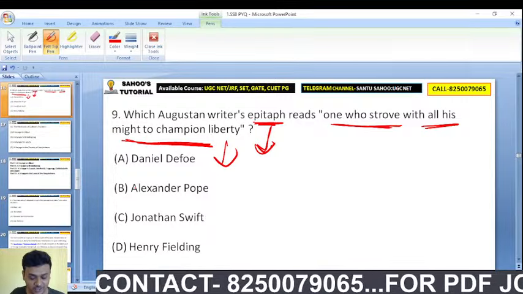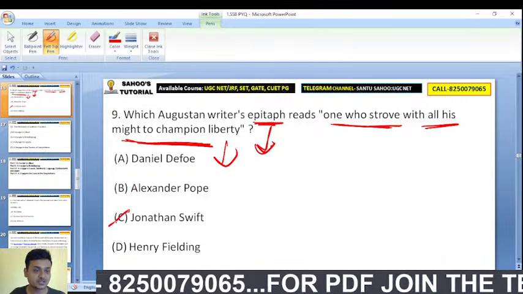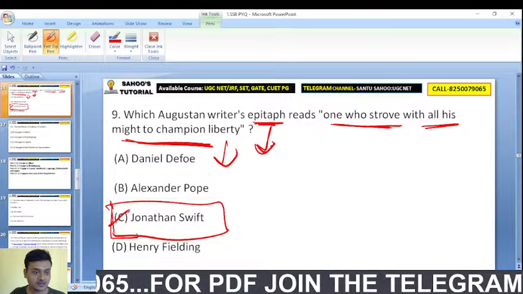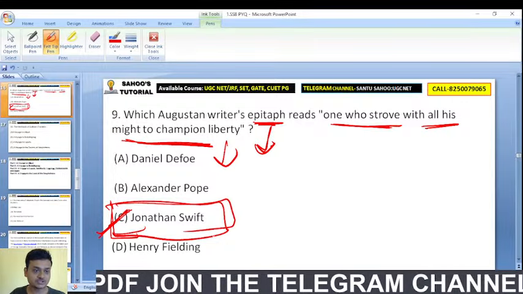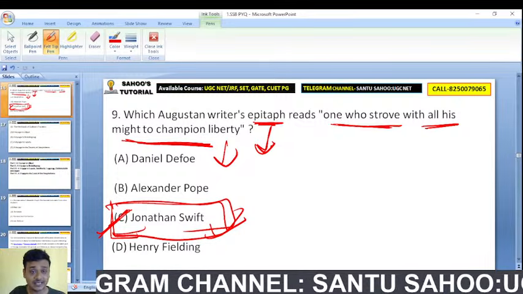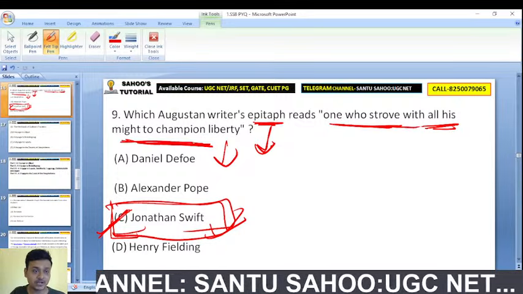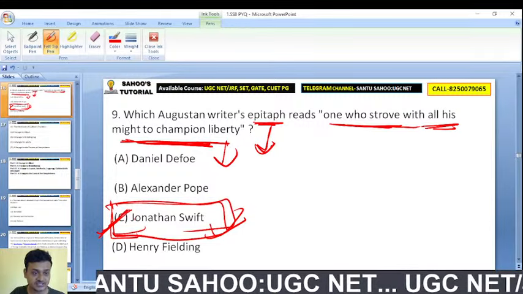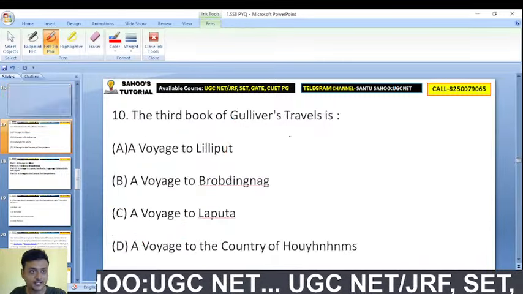Exactly, Orko. Fantastic, it is Jonathan Swift. Jonathan Swift is actually a hater of mankind. Here, Jonathan Swift, an epithet that reads like one who strove with all his might to champion liberty. C is the right answer. Excellent, Orko. Moving on to question number 10.